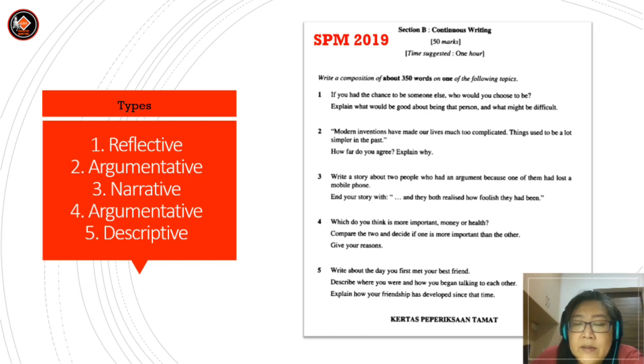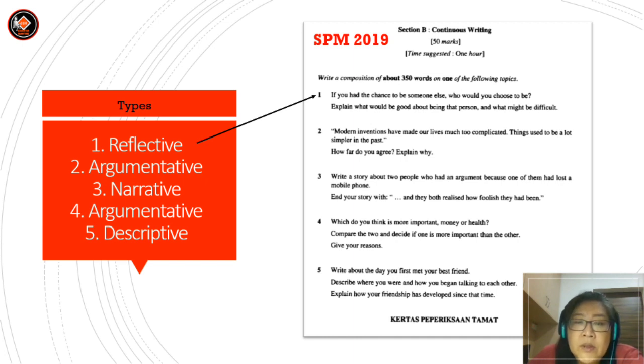Let's look at some examples for you to understand the types better. This is the question from SPM. The year is 2019. So let's look at Section B, continuous writing. The first question, write a composition of about 350 words on one of the following topics. Number 1, if you had the chance to be someone else, who would you choose to be? Explain what would be good about being that person and what might be difficult. So this is a reflective type of question.